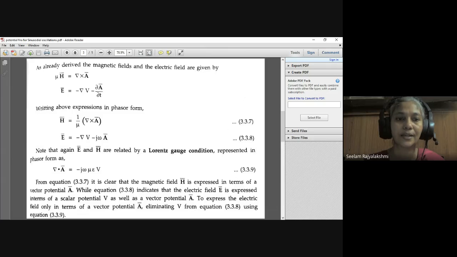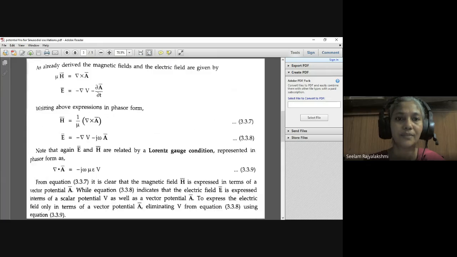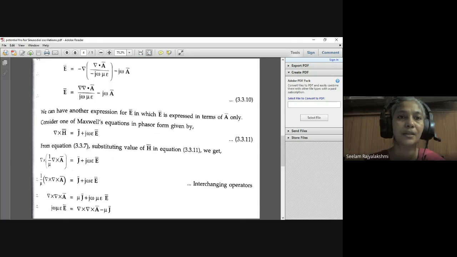So let us substitute equation number 9 in equation number 8 in place of V. E equals minus ∇ of (∇ · A by minus jωμε) minus jωĀ. So simply we have replaced V, and the other term we write as it is. So Ē is equal to ∇(∇ · Ā) by jωμε minus jωĀ, since minus minus gets cancelled and becomes positive. This is equation number 10. So we have another expression for Ē in which E is expressed in terms of A only.